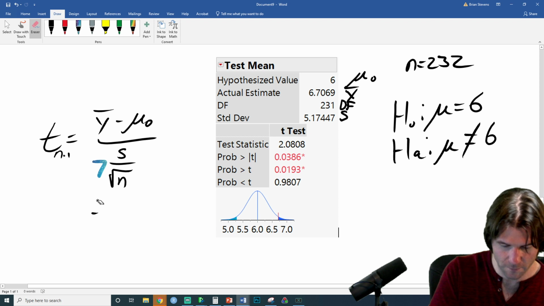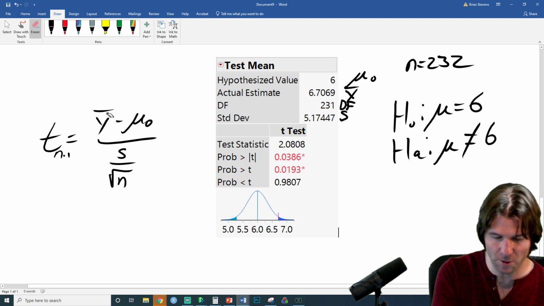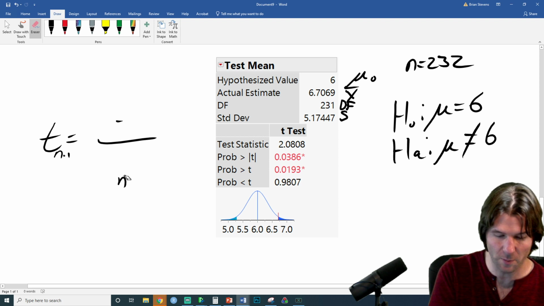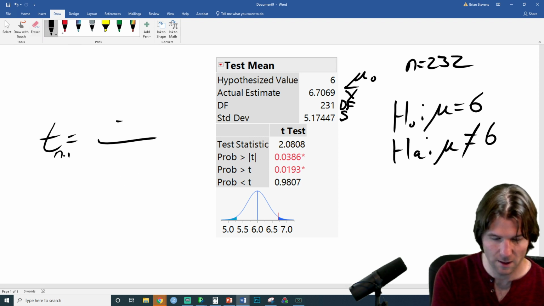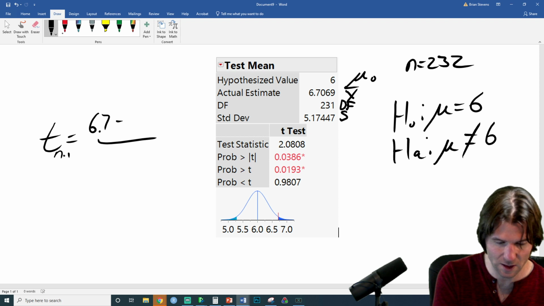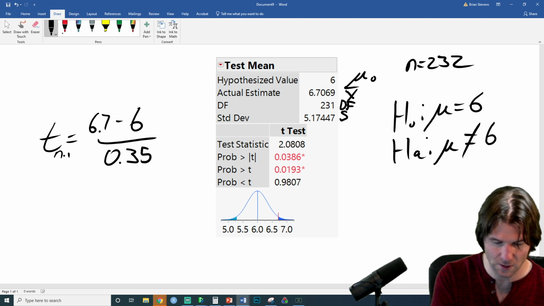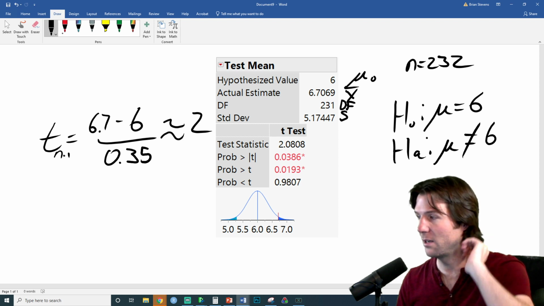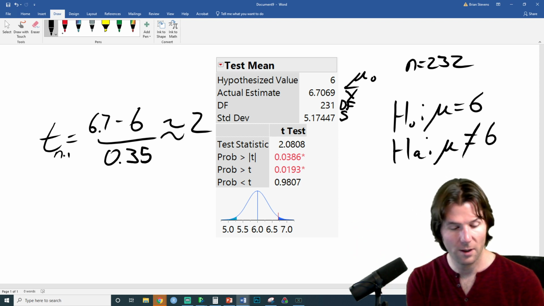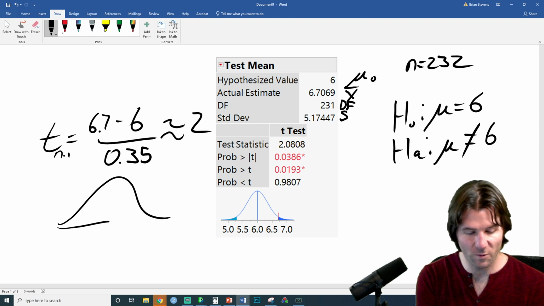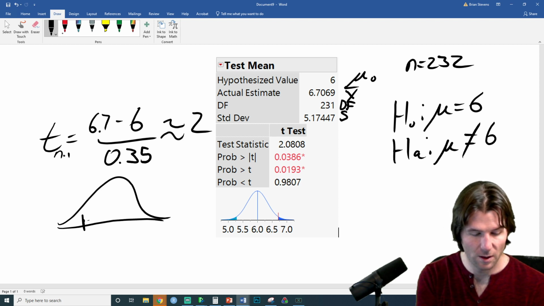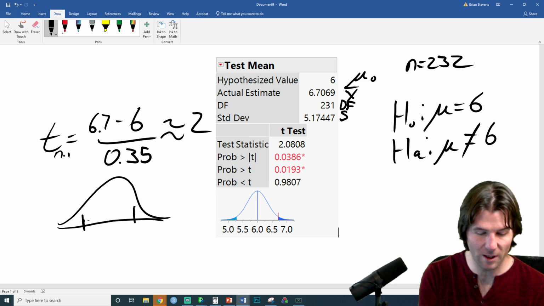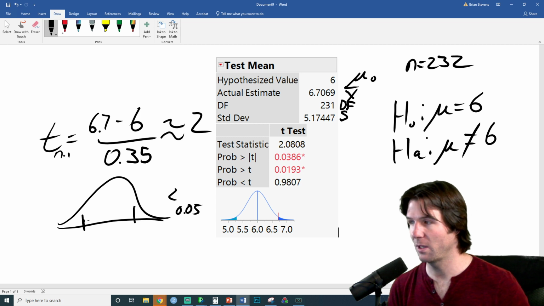This is what I was doing. I took these numbers right here, and I did a rounded version of the problem. So I basically said my sample mean is 6.7, my hypothesized is 6, and my standard error is about this. So this was about equal to 2. And as soon as I know 2, then I know I'm basically doing this graphic right here. So I drew this out. And if I'm right outside of 2, then the p-value will be a little bit less than 0.05. And so that's why I was making that guess, that it's less than 0.05.